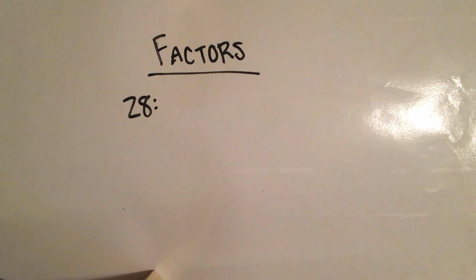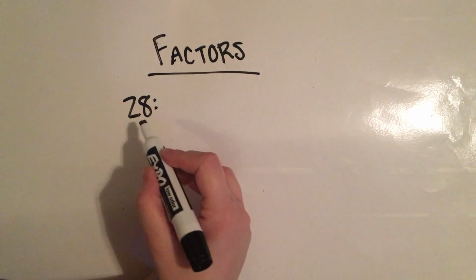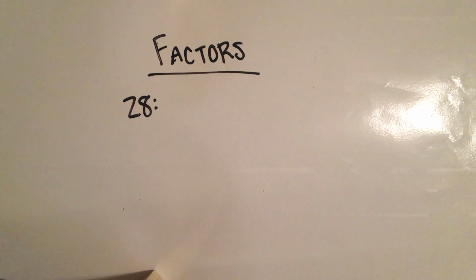When looking at factors, you want to think of factors as the opposite of multiples. The multiples for 28 that we already found were very much so larger than the number 28 because we were multiplying to get greater numbers. For factors, we're looking at the numbers that make up 28.